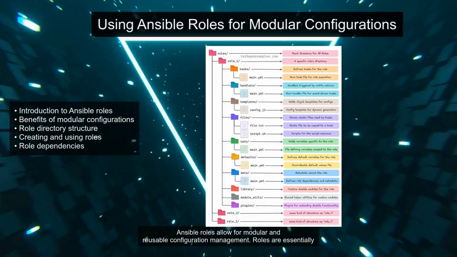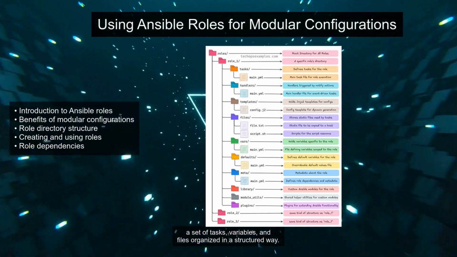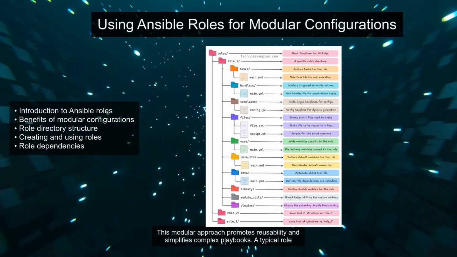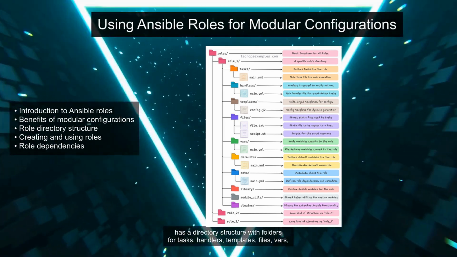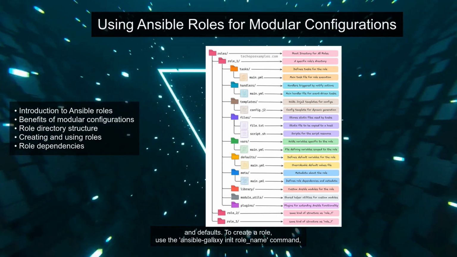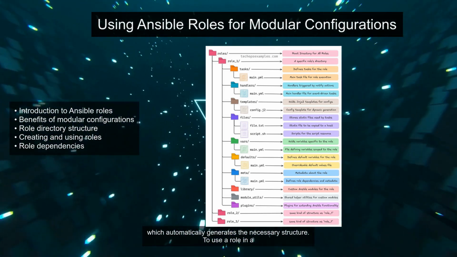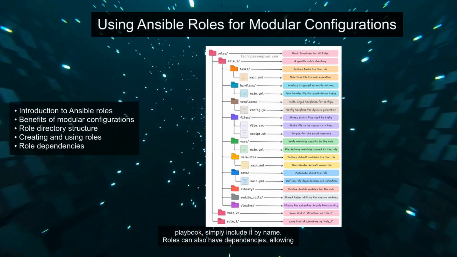Ansible roles allow for modular and reusable configuration management. Roles are essentially a set of tasks, variables, and files organized in a structured way. This modular approach promotes reusability and simplifies complex playbooks. A typical role has a directory structure with folders for tasks, handlers, templates, files, vars, and defaults. To create a role, use the ansible-galaxy init role_name command, which automatically generates the necessary structure.